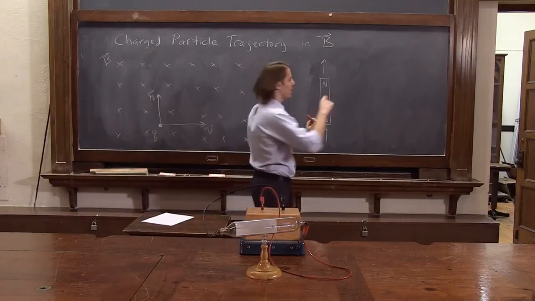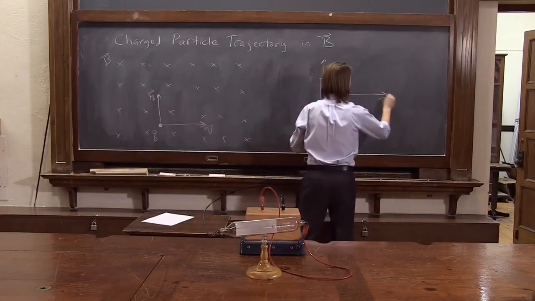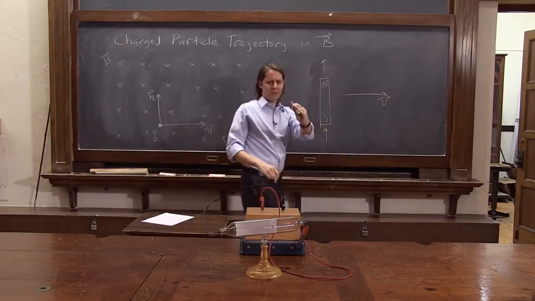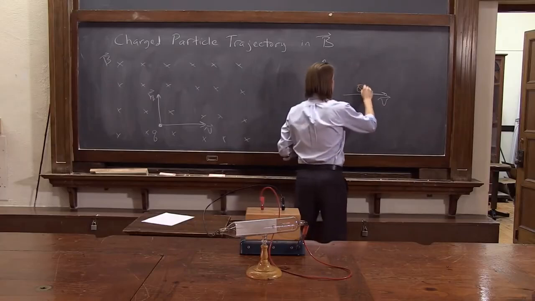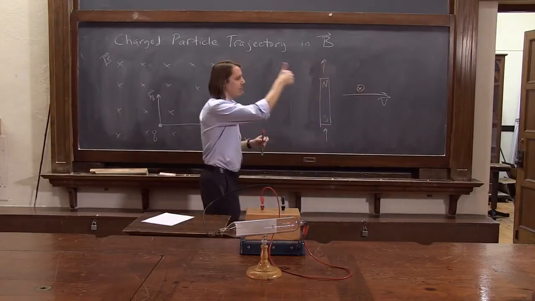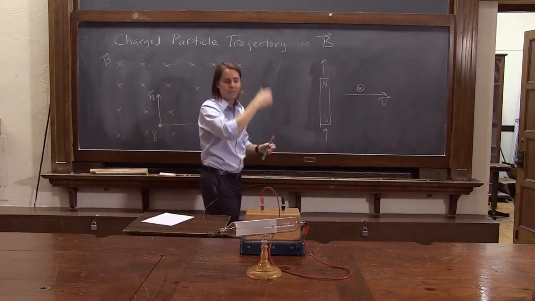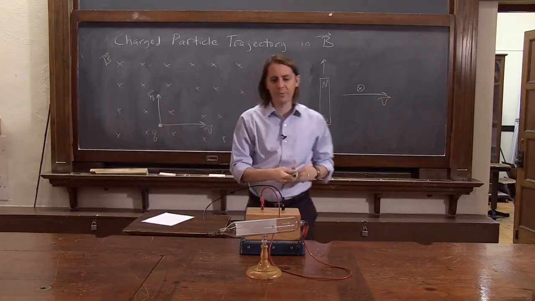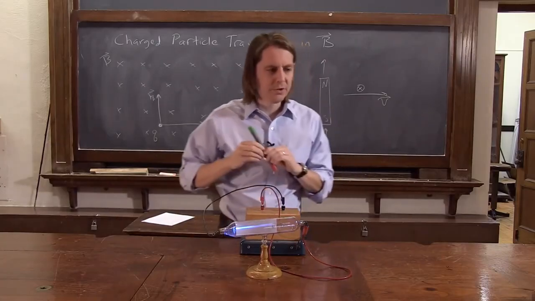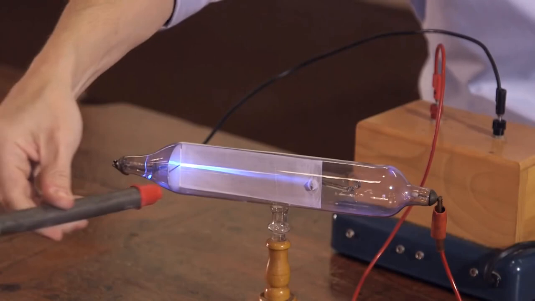We have the beam going this way, and I'm going to bring this pointing in, so we're going to have a B field like this. So V cross B also the same as this. It should be up. Right? So let's see what happens. There's our beam, and I bring in this magnet.